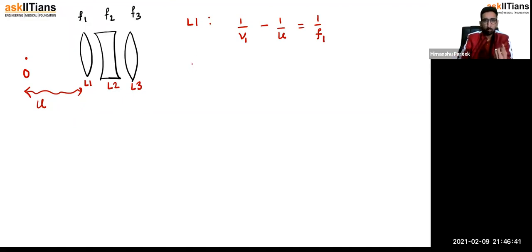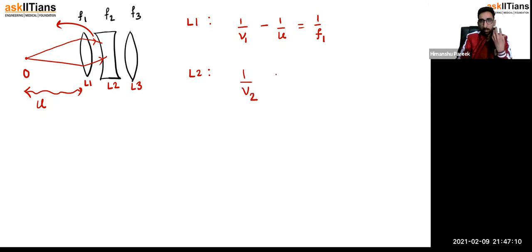Now for lens number 2, guys, the final image formed by lens number 1 will act like an object, because whatever is converged by the lens number 1 will be given to the second one. So for the second lens, these things will act like incident rays. So for the second lens, this V1 will act like an object. This will form an image at V2, and the equation is 1 by V2 minus 1 by V1 is equal to 1 by F2.